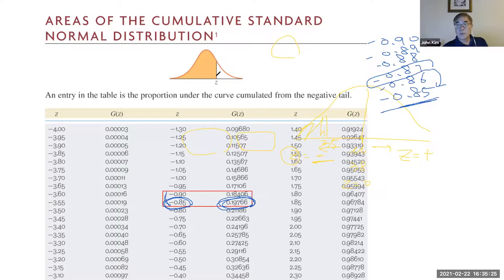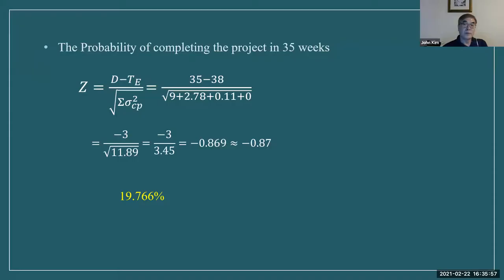This chart's area probability always shows the left side from wherever the Z score is. So it is 0.19766. So associated with the Z score of negative 0.87, the probability of completing the project in 35 weeks is 19.766% from the chart.